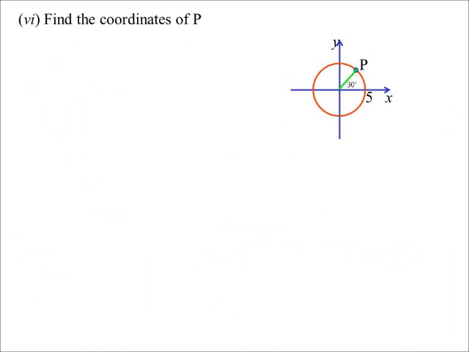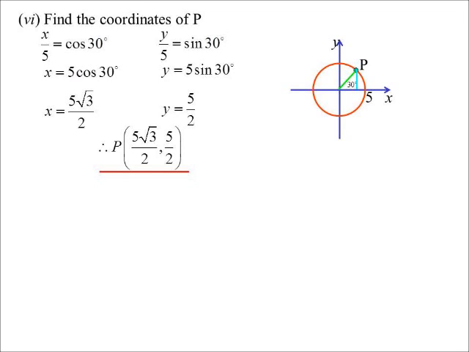So if I have to find the coordinates of P on my unit circle there, or actually this one's 5 units in width, well, it's just basic trig again. So x on 5 cos 30, there it is, 5 cos 30. Cos 30, of course, is root 3 on 2. 5 root 3 on 2. The y value, sine 30, 5 on 2. There's my coordinates.